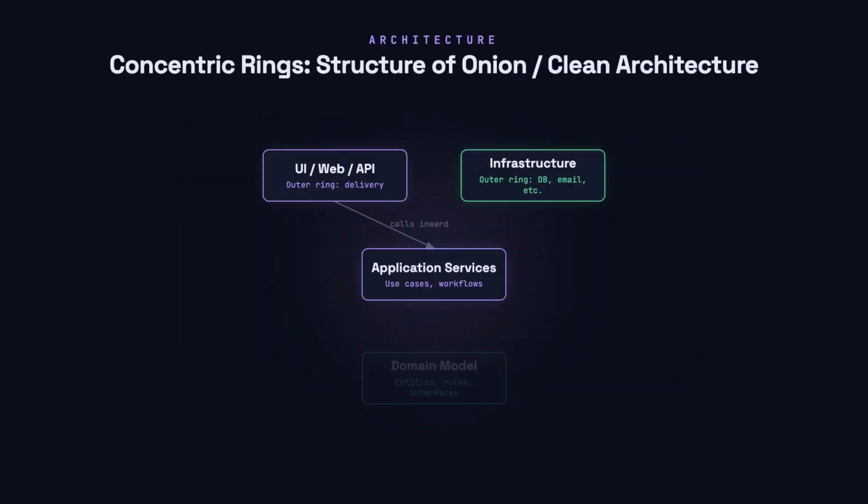Here is the structure rendered as concentric rings flattened into a diagram. At the very center sits the domain model, your entities, your core business rules, and the abstract interfaces your application needs. Surrounding it is the application services ring, which orchestrates use cases. On the outside lie the UI, web controllers, and infrastructure adapters like database implementations. Every arrow points inward. Outer rings depend on inner rings, never the reverse.